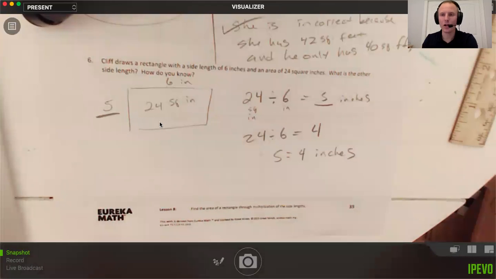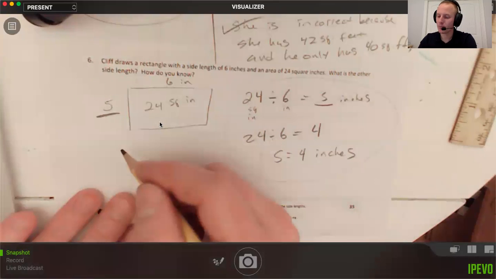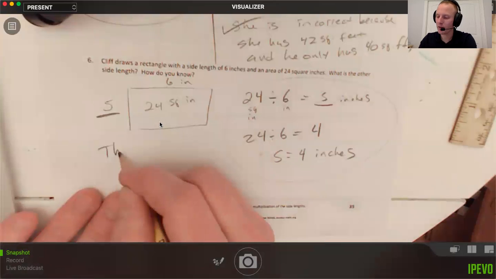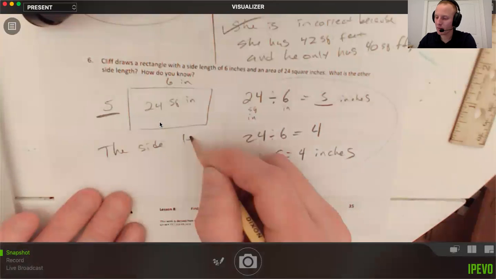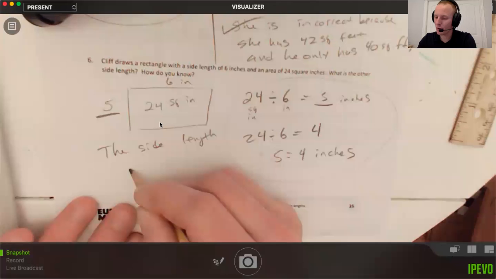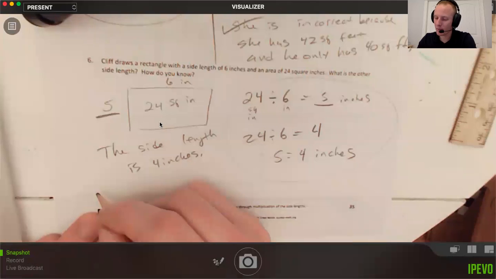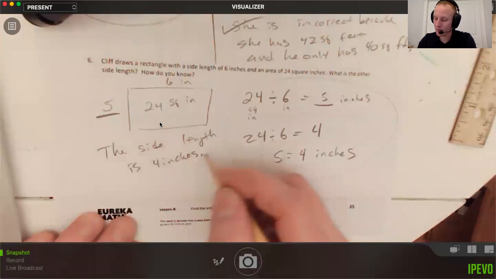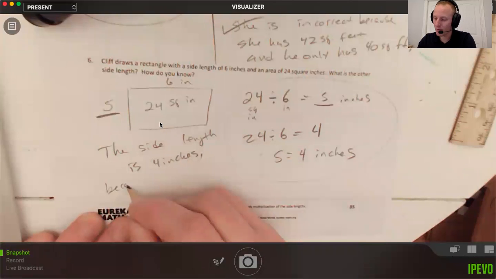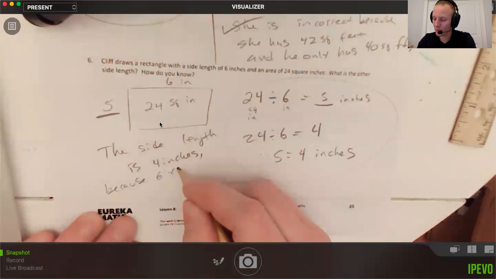All right. Again, new concept in terms of area to us this module, but this stuff right here is not new. We've been doing that all year long. The side length is 4 inches because 6 times 4 equals 24.